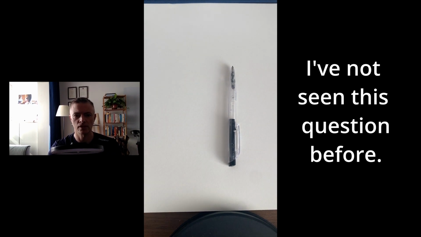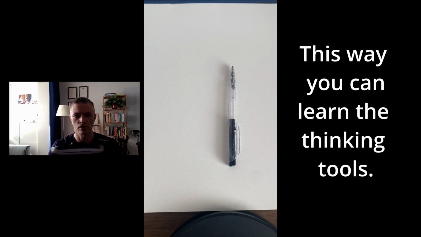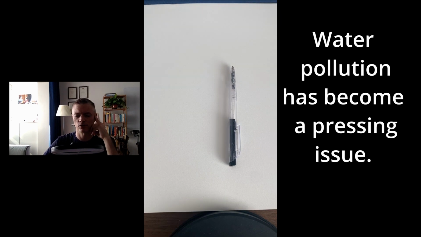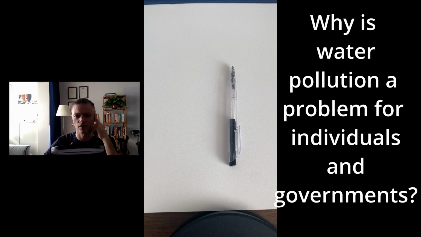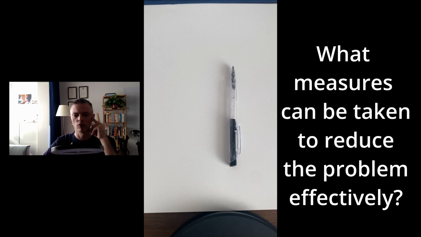So I'm going to go online now and get a question. I don't know what the question is going to be. I'm just going to look it up. And let's take the first one. Water pollution has become one of the most pressing environmental issues in many parts of the world. Why is water pollution a growing concern for both individuals and governments? What measures can be taken to reduce the problem effectively?